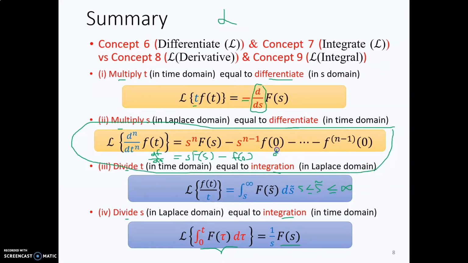So make sure you know how to differentiate d squared f over dt squared. It means you differentiate this again, so you need to multiply with s. So you have s squared F(s) minus s f(0) minus f'(0). And over here must be capital F(s). So this is the initial condition f(0), and this is the initial condition as well, f'(0). So this is the result when you take the Laplace transform of the derivative. This is the first derivative, and this is the second derivative.